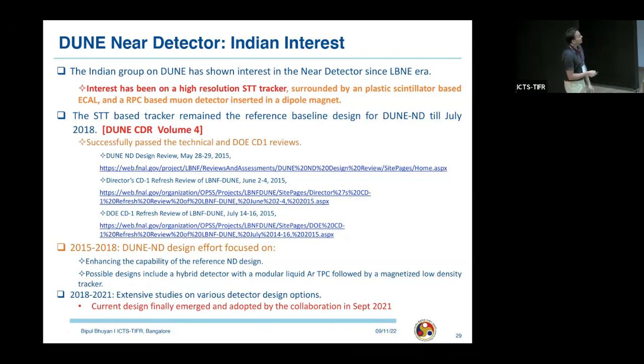But during this time, there was a design effort to optimize the near detector complex, because we thought of including some kind of hybrid detector concept, so that there's a modular liquid argon TPC followed by a magnetized low density tracker. And that design activity evolved into the current final design that I mentioned about a year ago from now.